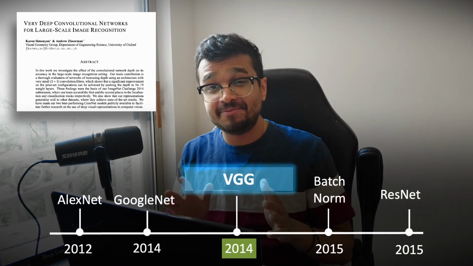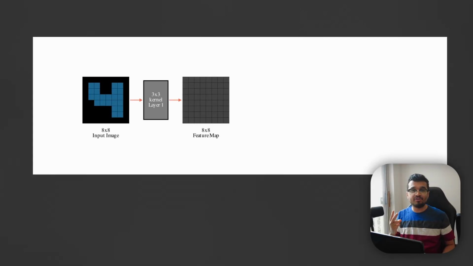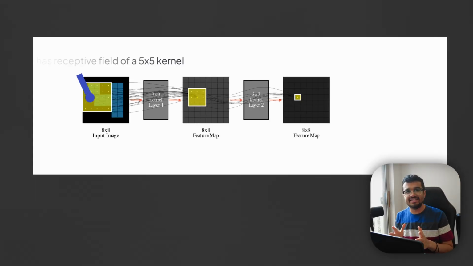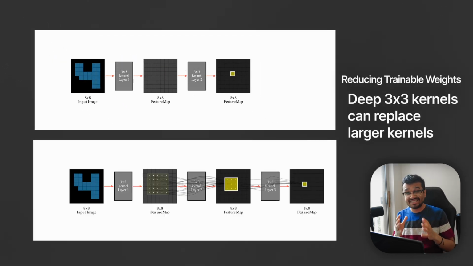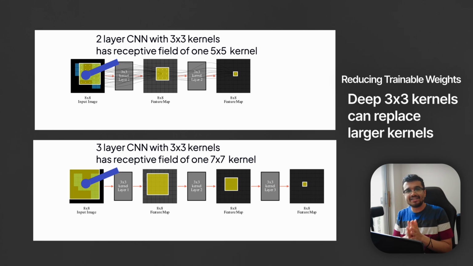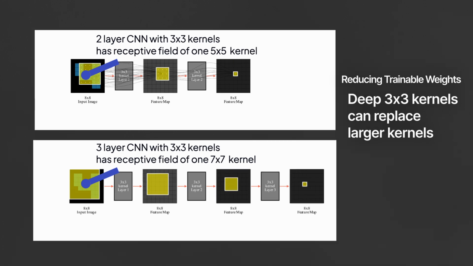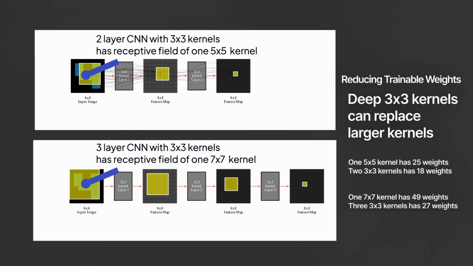The VGG network makes this interesting claim that we do not need larger kernels like 5x5 or 7x7 at all, and all we need are 3x3 kernels. A 2-layer 3x3 convolution network has the same receptive field that a single 5x5 layer does. Three 3x3 layers have the same as one single 7x7, but it also does so with fewer parameters. One 5x5 filter trains 25 weights, right? But two 3x3 filters train 18 weights. Similarly, one 7x7 trains 49 weights, while three 3x3 trains 27.